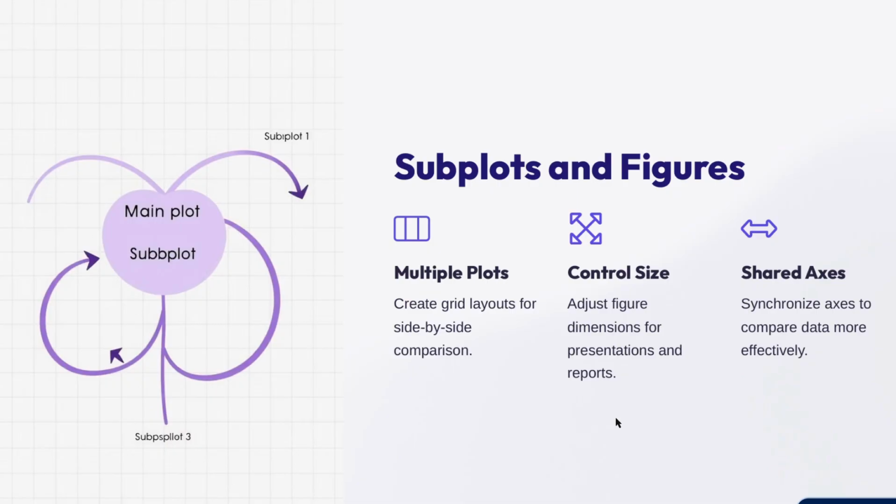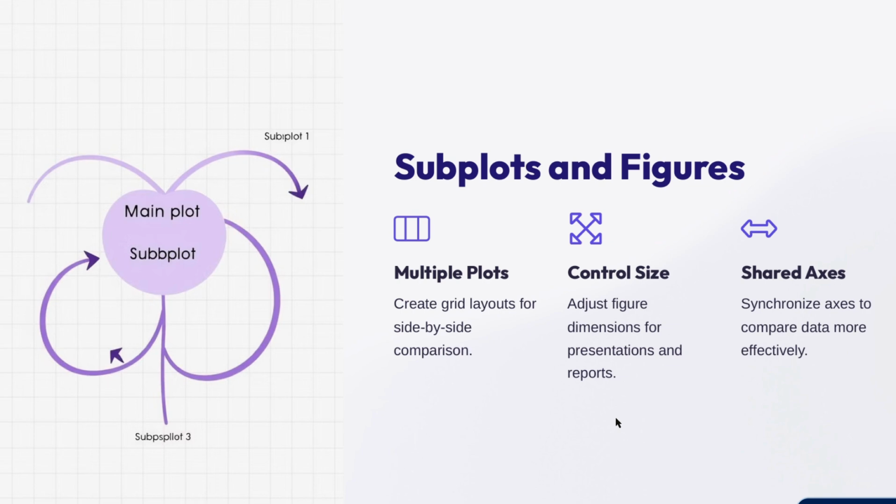To compare any charts or graphs, you can use subplots and figures. That is, multiple plots to create grid layouts for side-by-side comparison, or control size to adjust the figure and the dimensions of any image, etc. Or else you can use shared axes with synchronized axes to compare data more effectively.